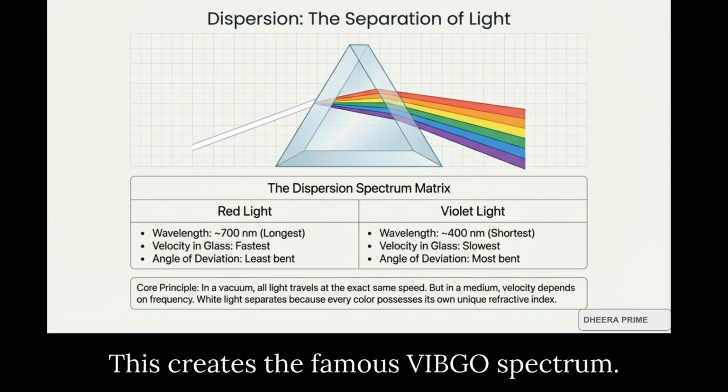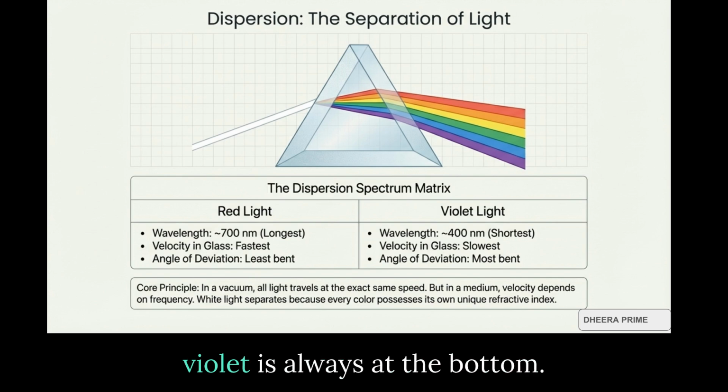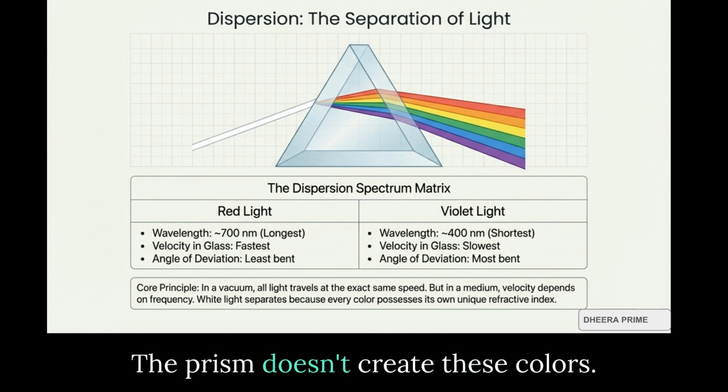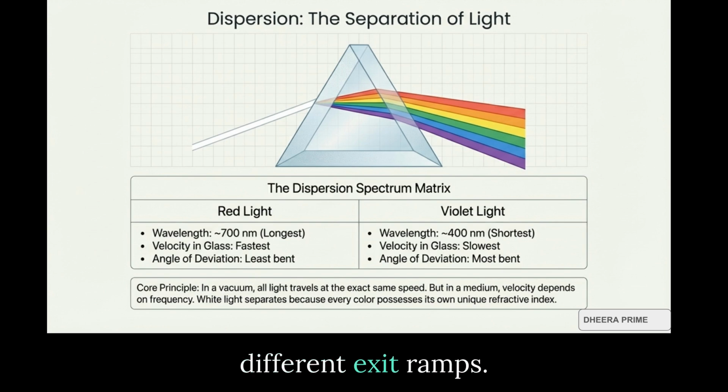This creates the famous VIBGYOR spectrum. Red is always at the top of the fan, and violet is always at the bottom. The prism doesn't create these colors. It simply reveals them by giving them different exit ramps.